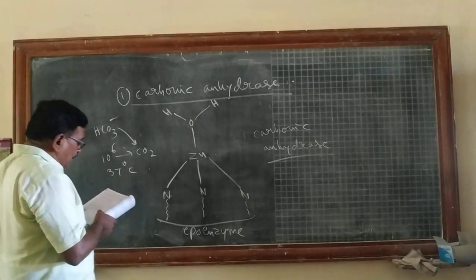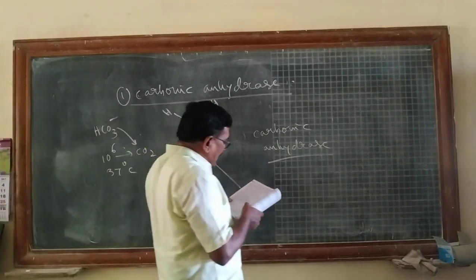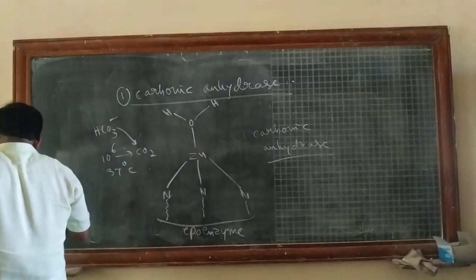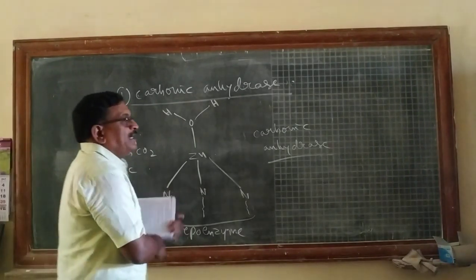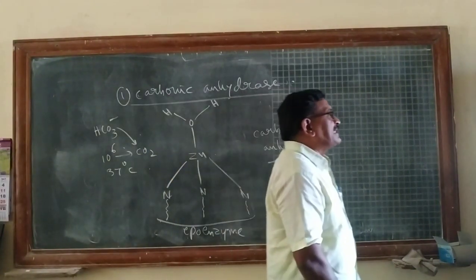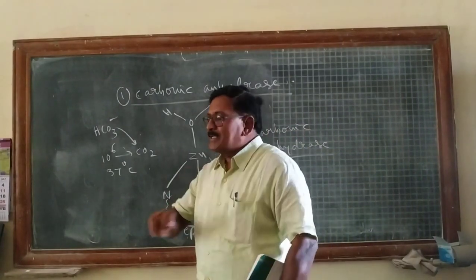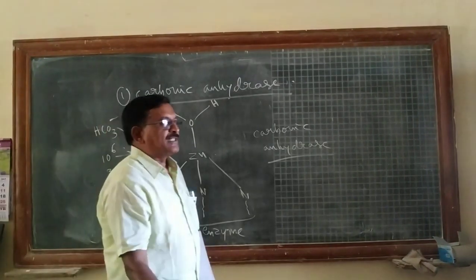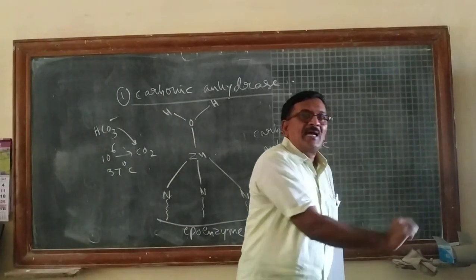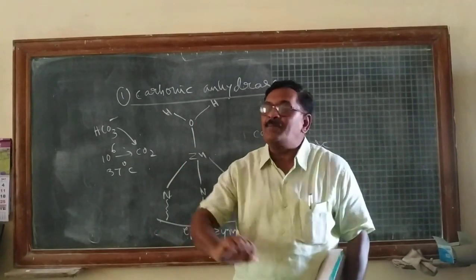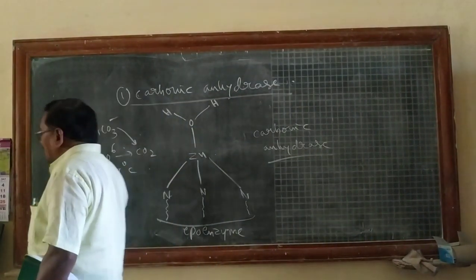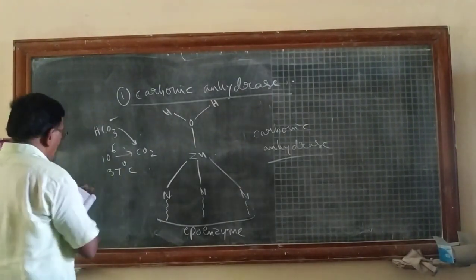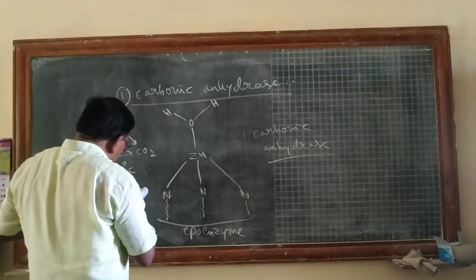It is about 10 to the power of 7 times faster than the uncatalyzed rate of hydration of carbon dioxide. Carbonic anhydrase, with a molar mass of about 30,000, occurs in animals and plants. In the human system, carbonic acid will be converted to carbon dioxide at 37 degrees centigrade per second, that is 10 to the power of 6 times. Then these histidine groups.